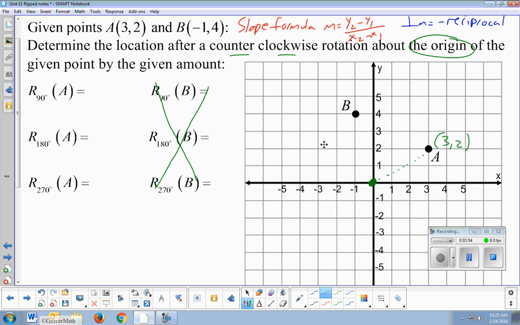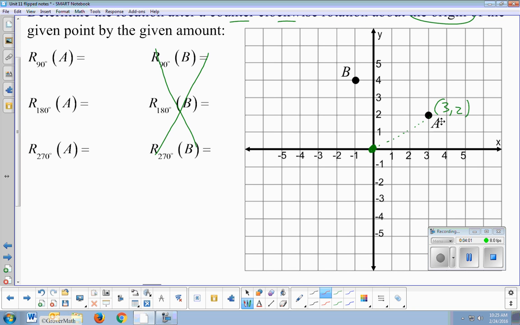So rotate point A about the origin. And a big thing we want to do here is we want to use slope. So what is the slope connecting A and the origin? And because I have a graph, I could just count boxes. If not, I could do the slope formula, y minus y over x minus x, and so on.